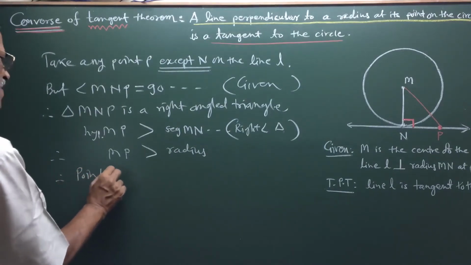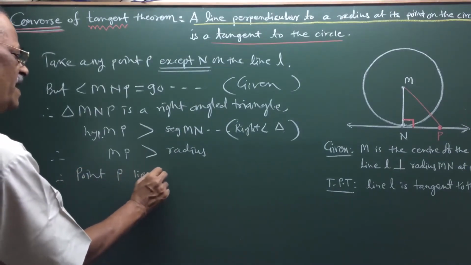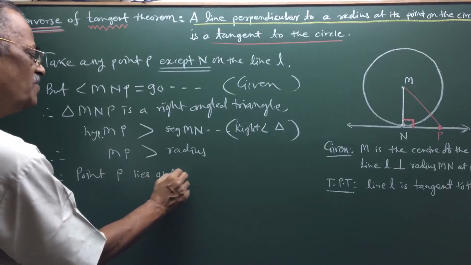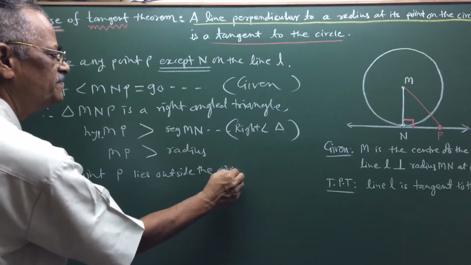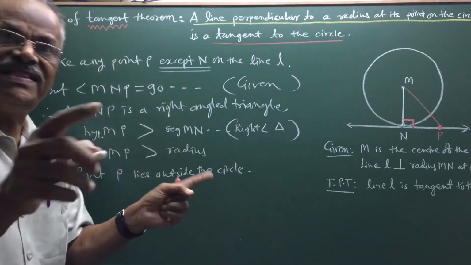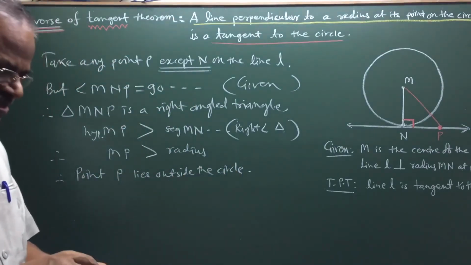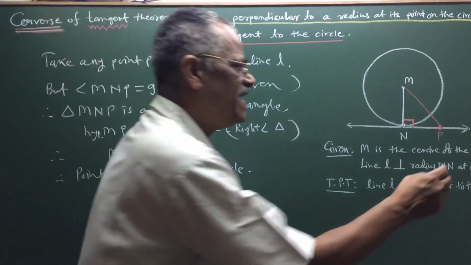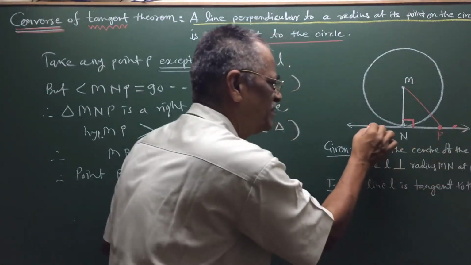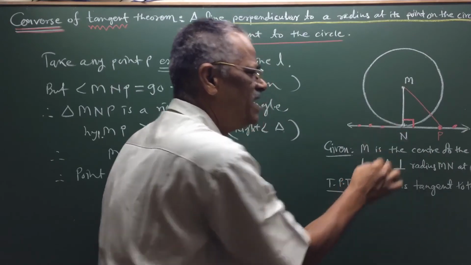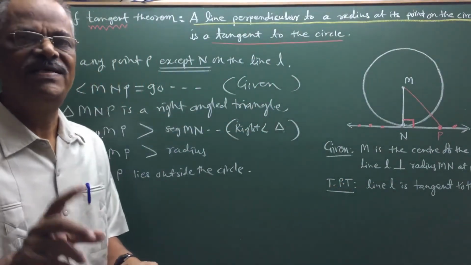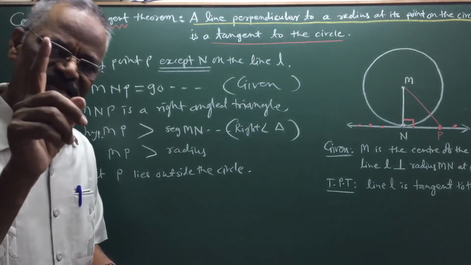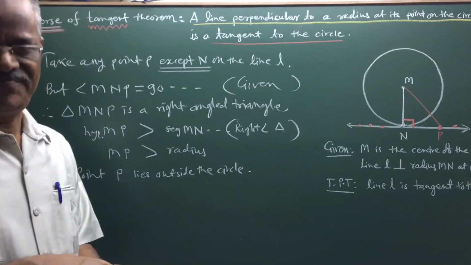Point P lies outside the circle. It means it is in the exterior of the circle. So you can see that each point like P on the line L is outside the circle. So only a single point N is common there.